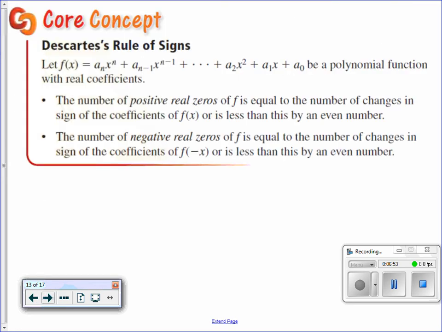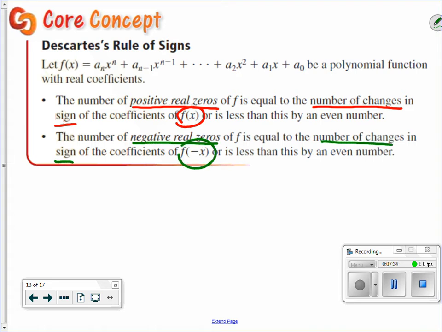Okay, so Descartes' rule of signs. I want you to think about that there's positive real solutions and negative real solutions when you are talking about solutions for polynomials, okay? So remember that the number of degrees is the number of solutions, and that could be real or imaginary, positive or negative. So the number of positive real solutions is equal to the number of changes in sign of f of x. The number of negative real solutions is the number of changes in sign of f of negative x.